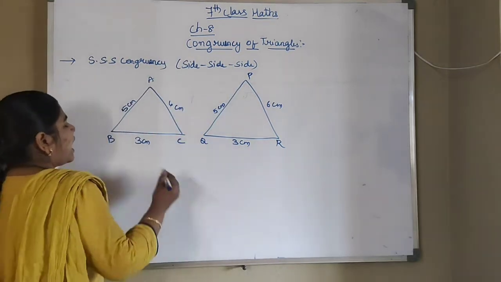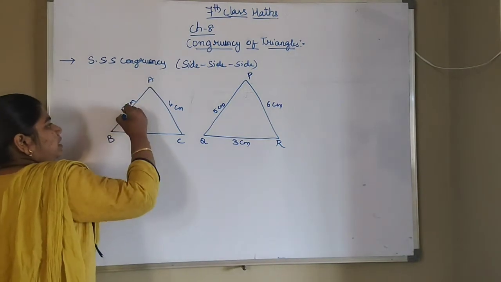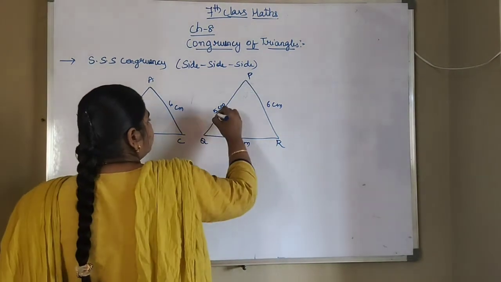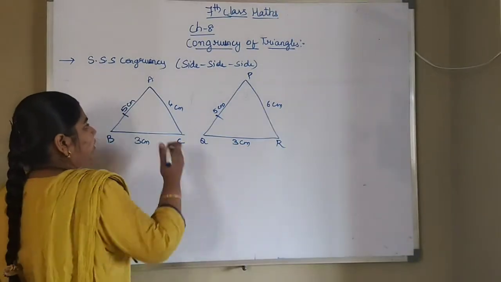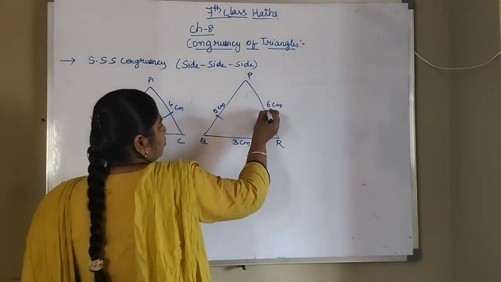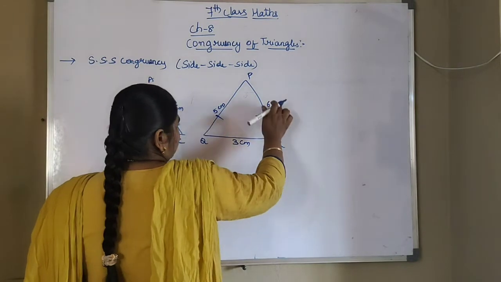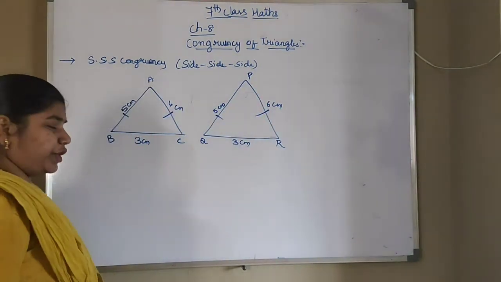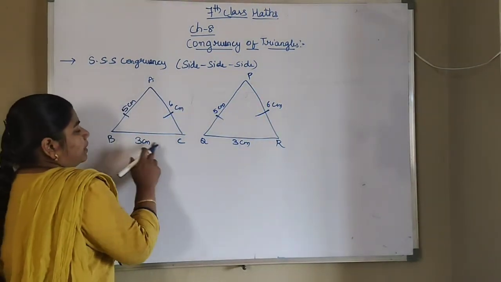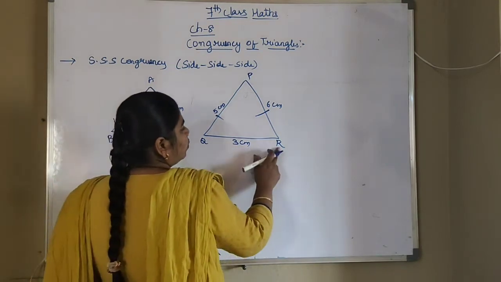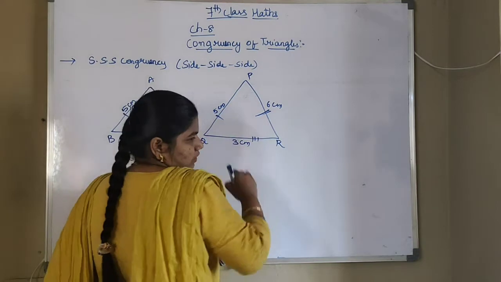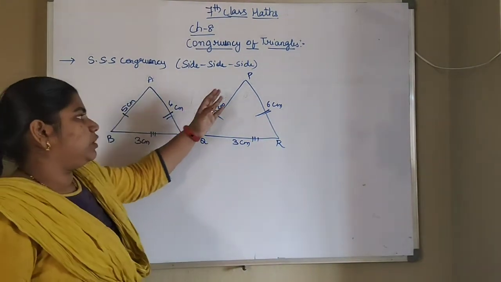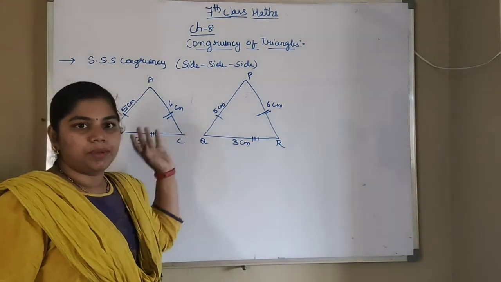Okay, so here I can tell AB is equal to PQ. Here also 5, here also 5. In the same way I can tell AC is equal to PR. Here also 6, here also 6. Okay, next is BC is equal to QR. So this is equal to this. If 2 sides are equal, automatically the third side will also be equal.